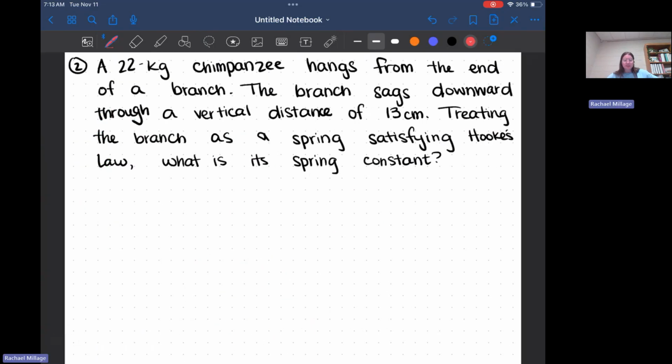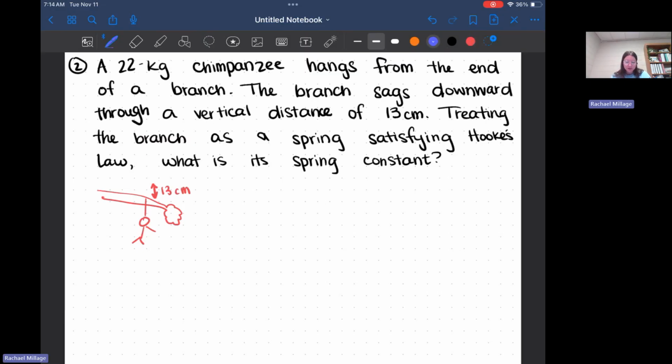All right, next question. A 22 kilogram chimpanzee hangs from the end of a branch. The branch sags downward through a vertical distance of 13 centimeters. Treating the branch as a spring, satisfying Hooke's law, what is the spring constant? So if I wanted to, I could draw this out where I have the branch and I have the chimpanzee hanging from it. Okay, looks like a person, it's a chimp. I was going to draw a tail, but chimps don't have tails. So this distance right here is 13 centimeters.